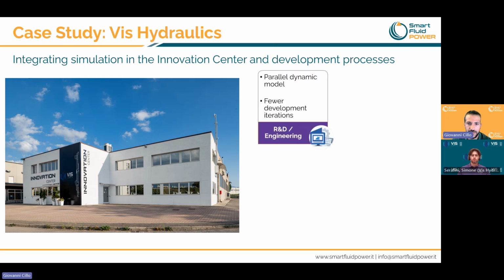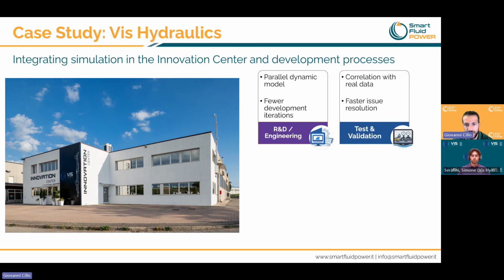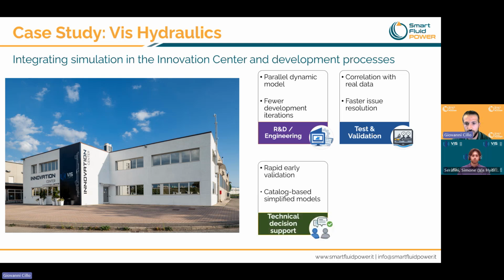In the R&D phase, the dynamic model is developed in parallel with the real component. This makes it possible to anticipate many design decisions before building the physical prototype, and to reduce the number of development iterations. During the testing and validation phase, simulation is correlated with experimental data to improve model reliability and accelerate analysis and troubleshooting activities. Simulation is also used to evaluate the component behavior in real application or specific operating condition, supporting technical discussion with the customer.